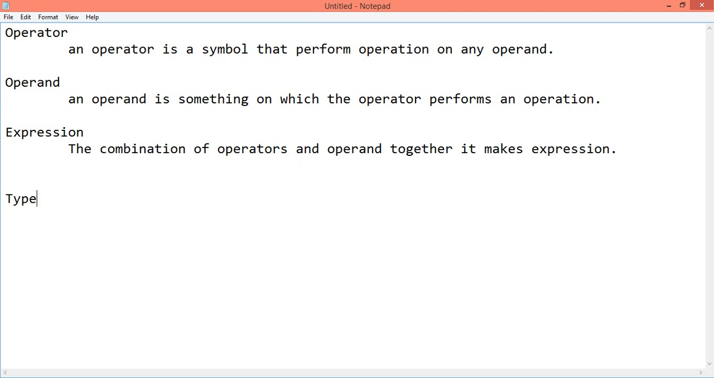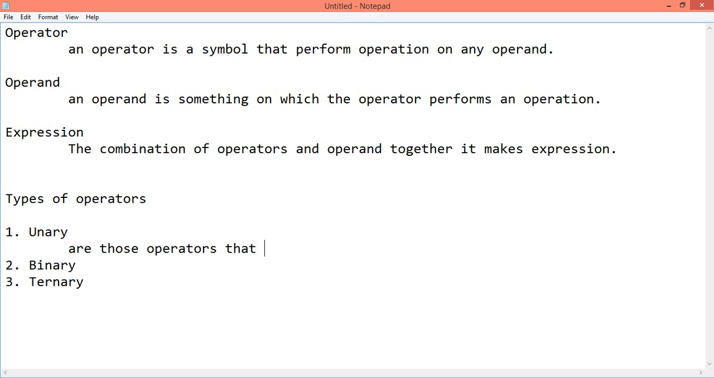Now let's talk about the types of operators we have. The first type of operator we have are the unary operators. The second type are the binary operators, and the third type are the tertiary or ternary operators. Uni means one, and these are those operators that deal with only one operand at a time. I hope it is clear to everyone.